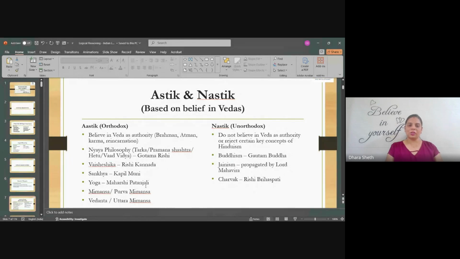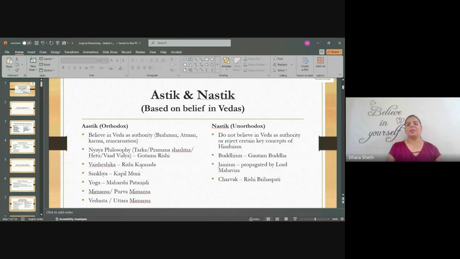So now, which are the Astic schools of thought? Astic schools of thought believe that there is a supreme being called Brahma. Our own self is Atma. They believe in karma and reincarnation depending on karma. Nyaya philosophy is also called Tarka Shastra, Praman Shastra, Hetu Vidya or Vad Vidya. It was developed by Gautam Rishi. Okay. This is what we talk about the most. Whatever we are going to learn is mainly Nyaya philosophy.